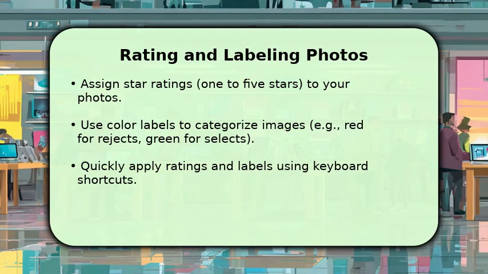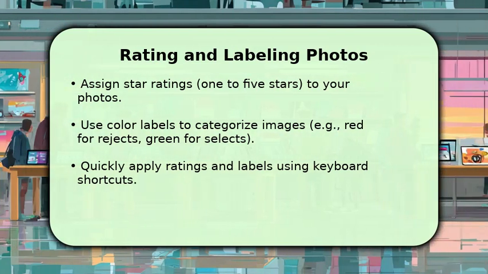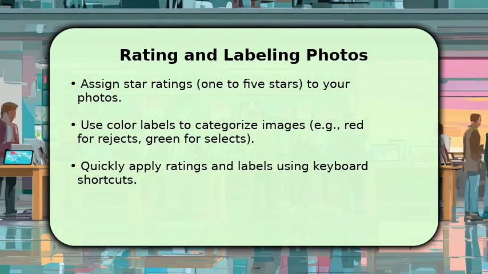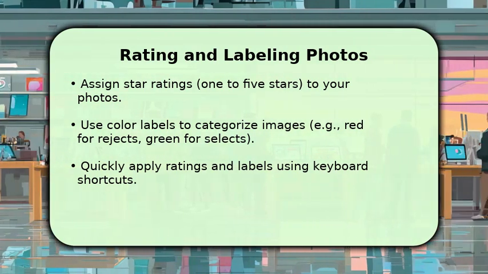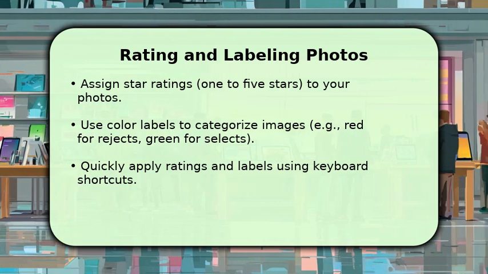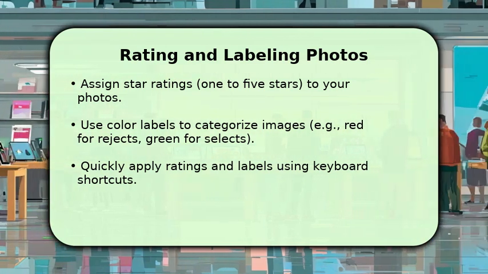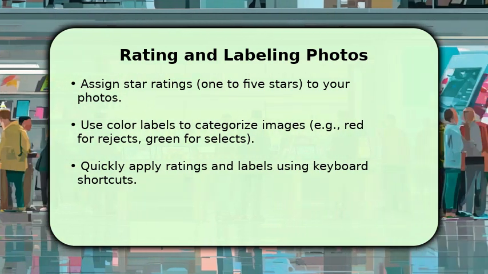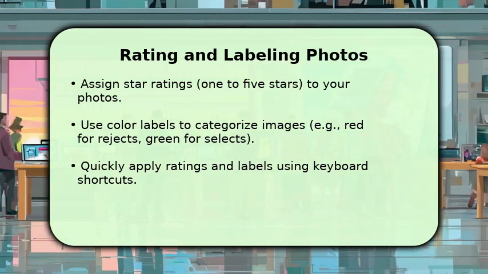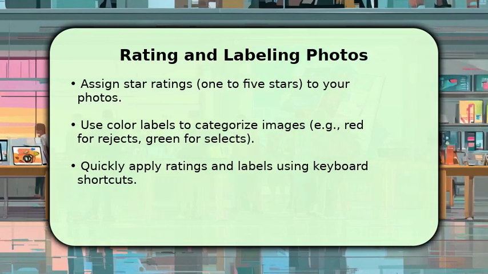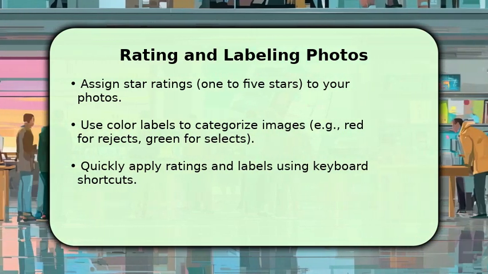Next, we'll dive into rating and labeling. Assign star ratings from 1 to 5 to quickly mark your favorites. For instance, a 5-star rating could signify a top-tier image. Additionally, use color labels like red for rejects or green for selects to visually categorize your photos. These tools are essential for a streamlined workflow.